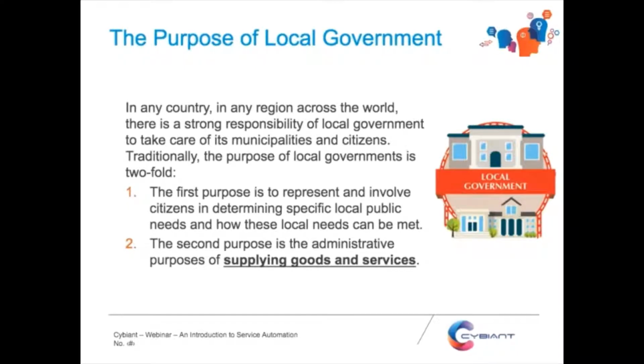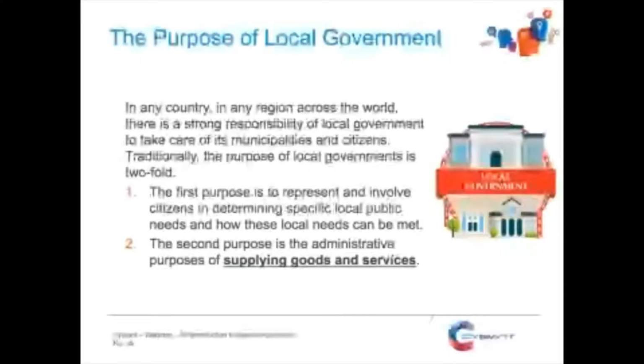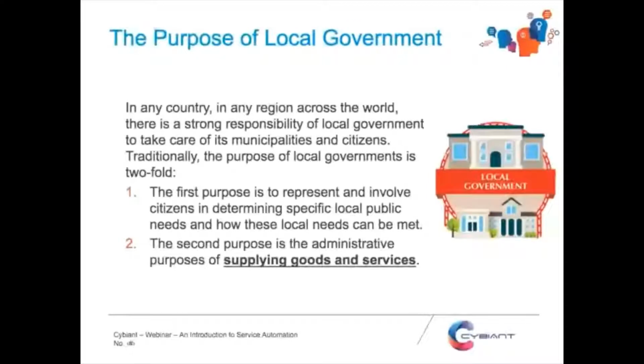And this is very different for different regions and different countries, depending on the nature of their cities. However, local government also always has a secondary role. And that second purpose is to provide the administrative services and supply goods and services that citizens can depend on. I already gave you the example of, for instance, requesting a new passport. But the same is true for collecting the trash, requesting permits, moving citizens between different locations. All of these have an administrative function that needs to be provided by a government.